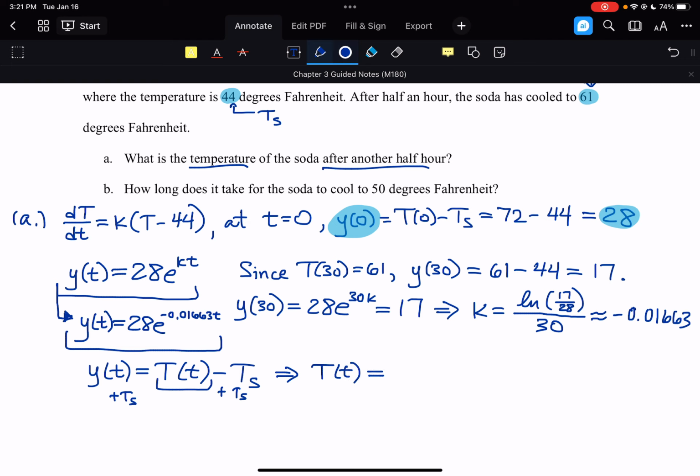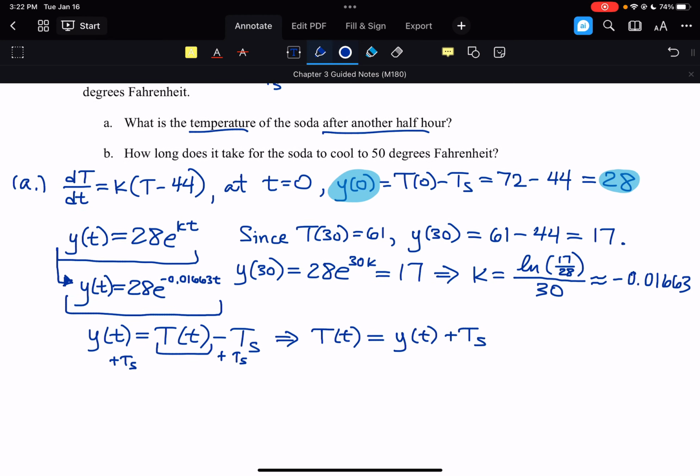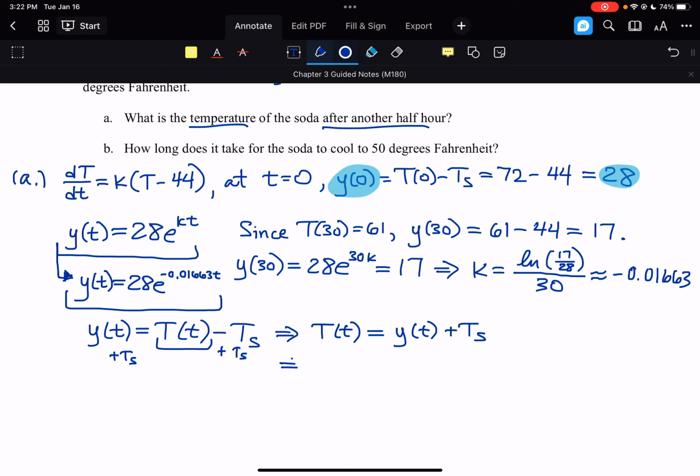So the temperature is going to be y of t plus T sub S. And we know what both of these are. So y of t is this formula right here. So temperature of the object is going to be 28 e to the negative 0.01663 t plus surrounding temperature of 44.